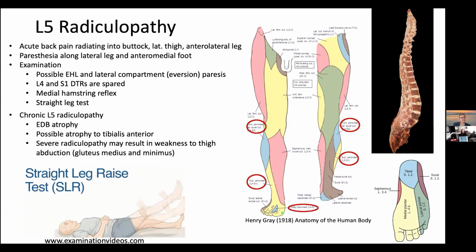So if we contrast that L4 radiculopathy with an L5, the L5 is going to be the most common radiculopathy in the lower limb. It's quite commonly due to disc herniation, again, because that's where that lumbar lordosis is the greatest. And it will present with paresthesia along the lateral leg and anteromedial foot, kind of along the distribution pattern of the common superficial and deep fibular nerves, or peroneal nerves, since I can't break you podiatrists of your old habits there.